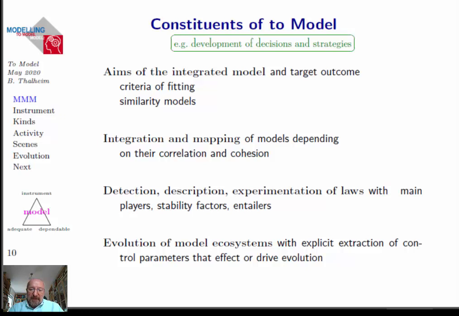We have some aims and some hopes for the target outcome. We have an integration and mapping of models depending on their correlation and cohesion. The detection, description and experimentation of laws will be somehow an underpinning. And of course, models are evolving. For this reason, we have to consider some kind of model ecosystem.